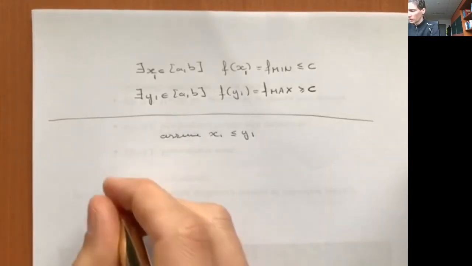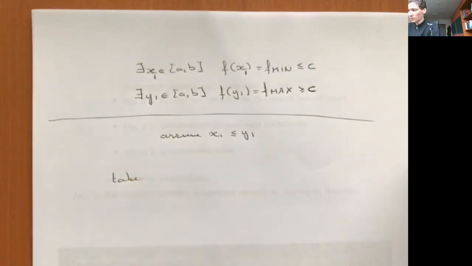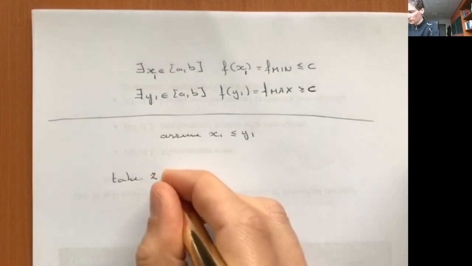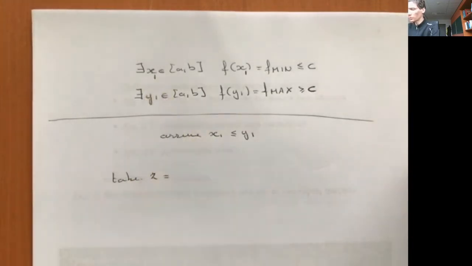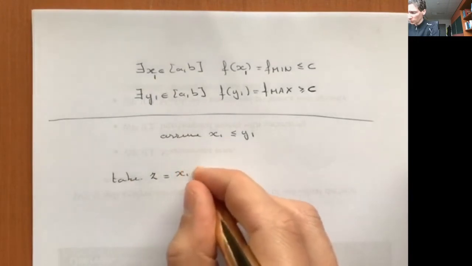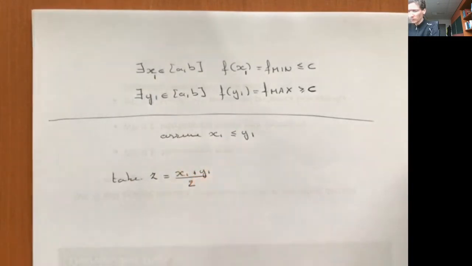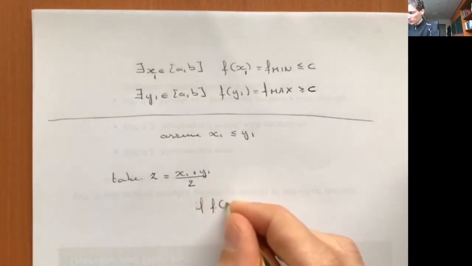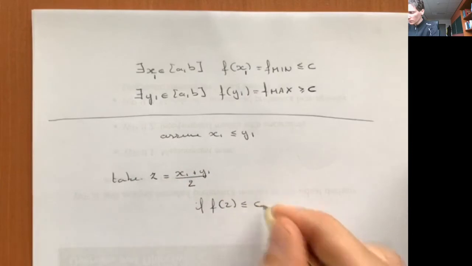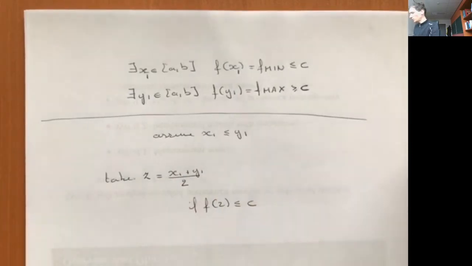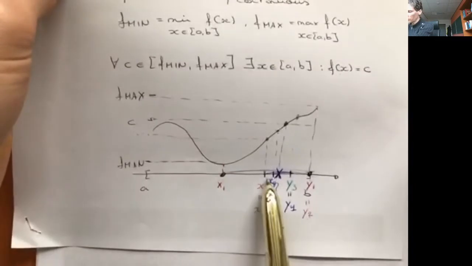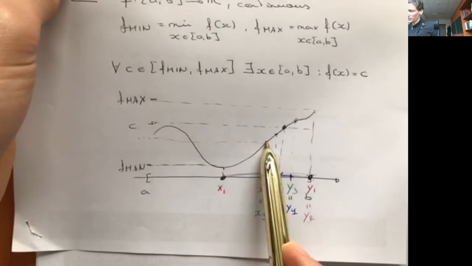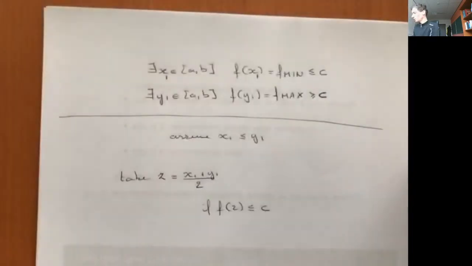Okay, so what do we do? We take the number, let's call this z, which is equal to the midpoint between x1 and y1. Okay, so this is x1 plus y1 divided by 2. And then if f of z is below c, right, if the function value at this midpoint, our proposed z, is below c, we take this to be our new lower bound.